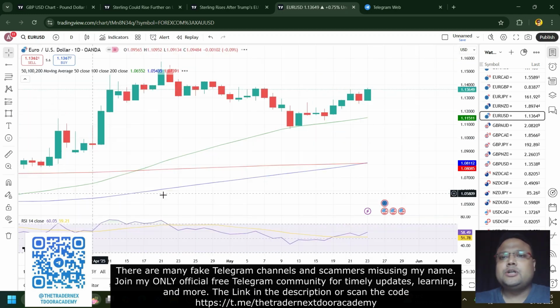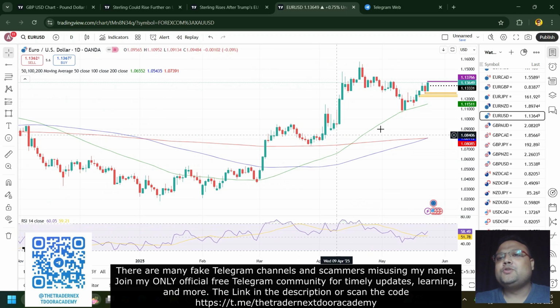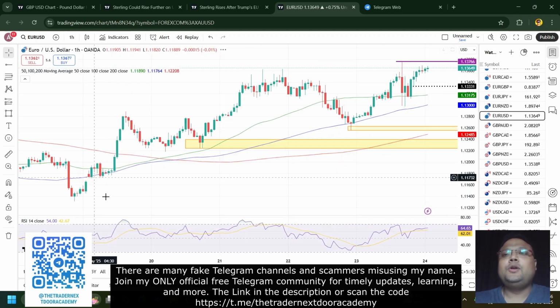And if we look at the daily chart of Euro USD, on the daily also we can see after taking support around a 50 moving average, market is going up. If the same market sentiment continues, obviously Euro USD will be heading towards 1.1500, 1.1600. Okay, so hold your buy position.